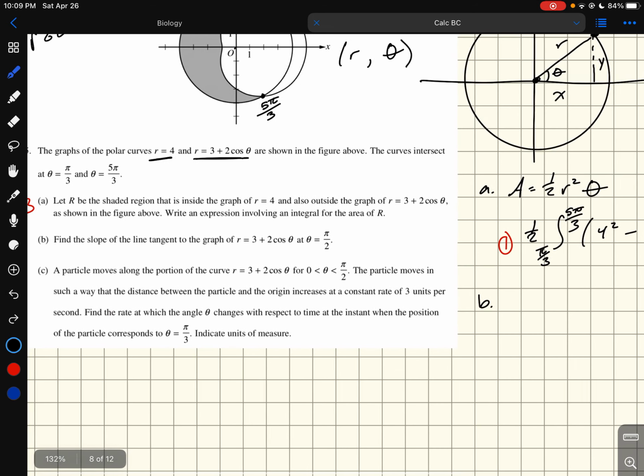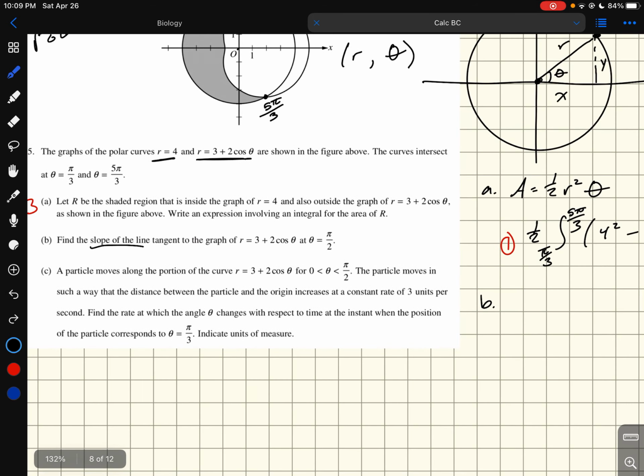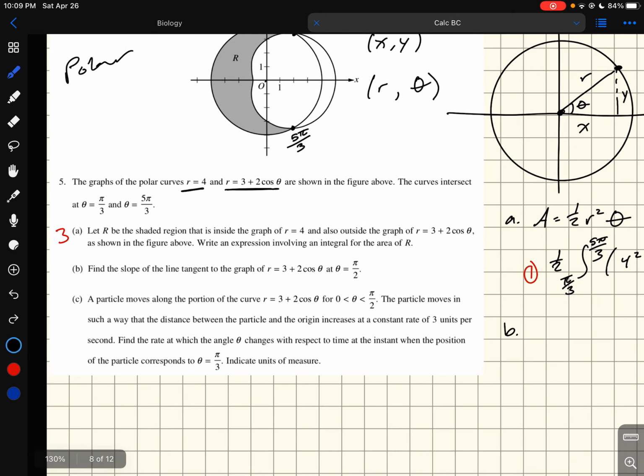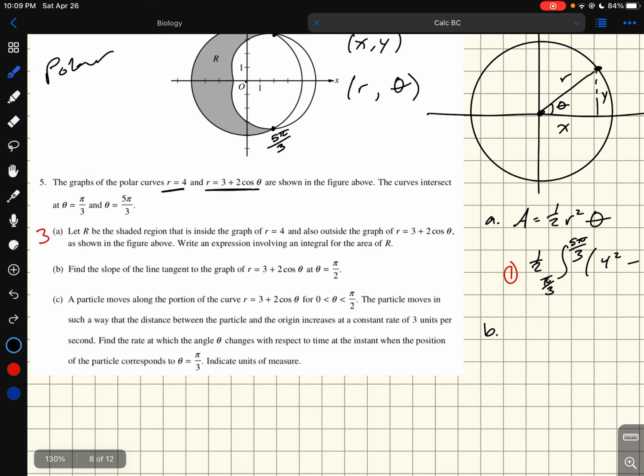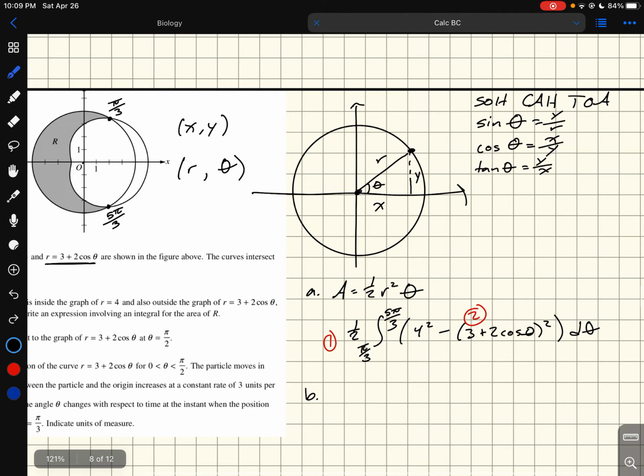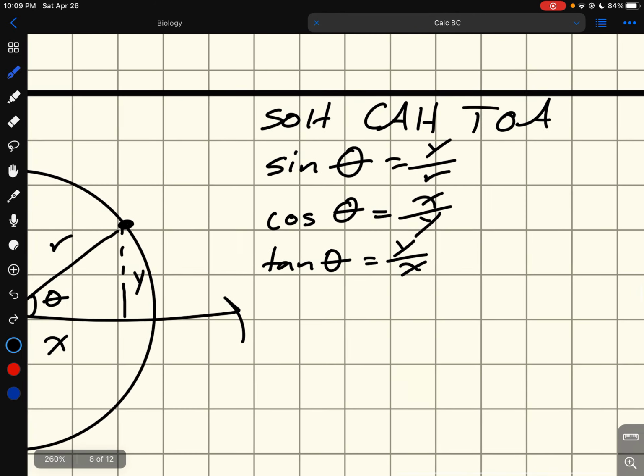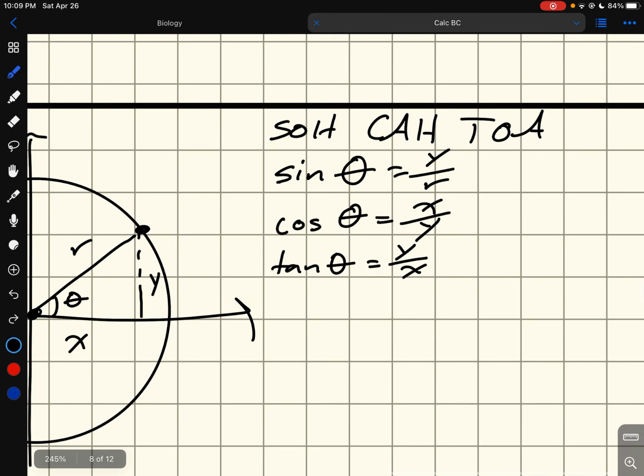Okay. B. Find the slope of the tangent line of this at theta equals pi halves. Okay. So slope of tangent line has to do with x's and y's, but right now we're in polar coordinates, so we have r's and thetas. So how do we get from r's and thetas to x's and y's? Well, that's why we wrote these over here that related r's and thetas to x's and y's.